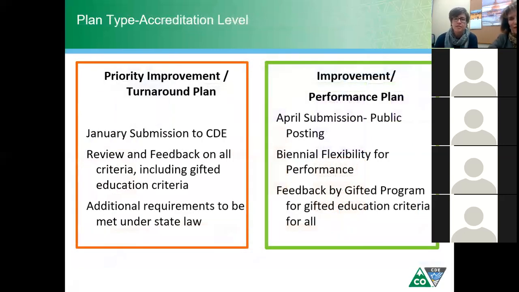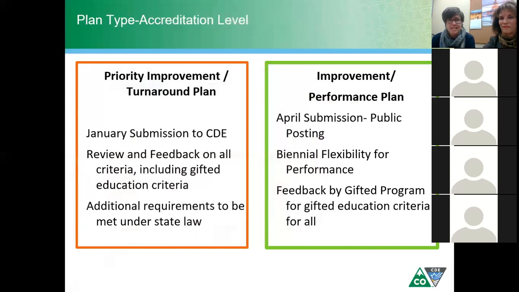I think one of the other things that we absolutely want to acknowledge is that based on the accreditation level of the district, there may be some different factors. For those that are on priority improvement or turnaround, there is a January submission to CDE for review of that plan. I would say for some of our smaller folks as well, acknowledging that if you're doing a combined plan, if it includes a school that's on priority improvement or turnaround, that can have impacts as well.